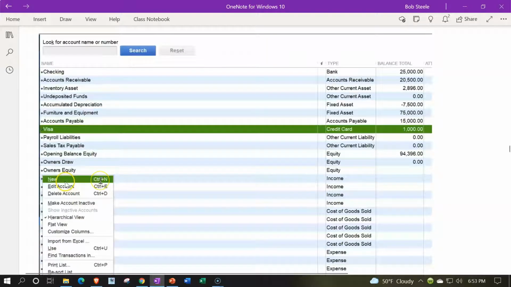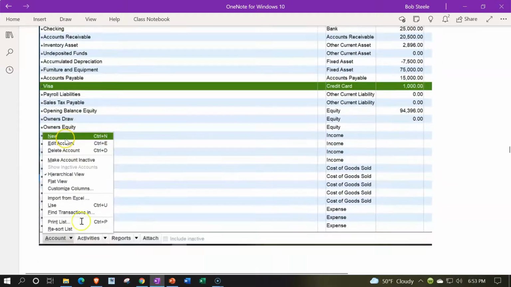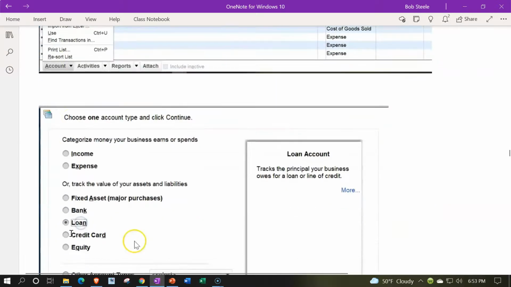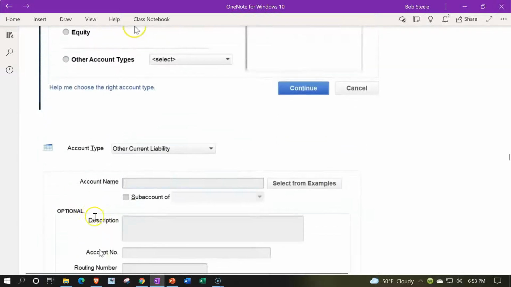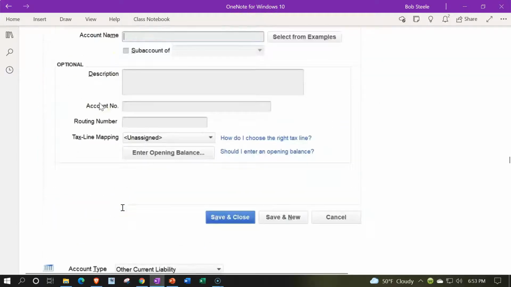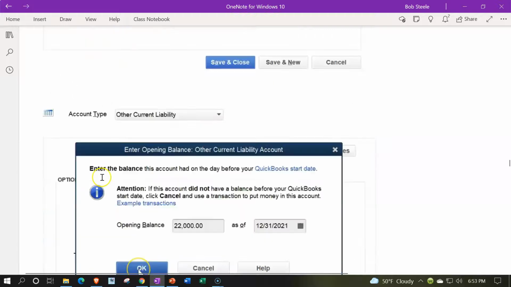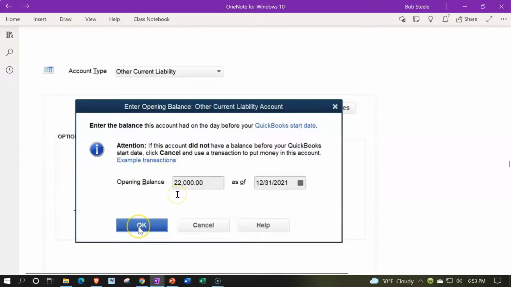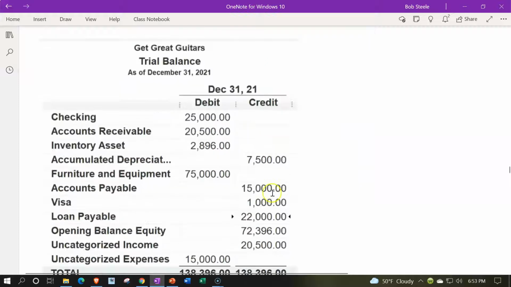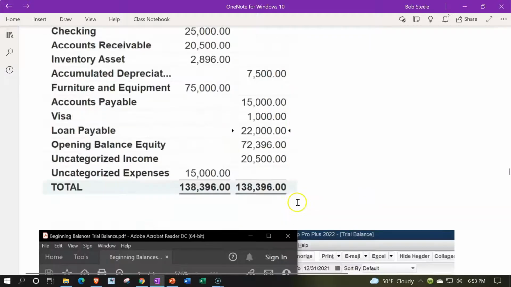So we're going to make a new account. Looks like we don't have a loan payable yet. So we're going to go to the account rise up, new account, loan type of account. And then we're simply going to type in loan payable for the item. It does have an opening balance type of activity here. So we're going to enter the opening balance at the $22,000 as of the last day of the prior period. And now we've got the loan on the books, the other side being thrown into most likely opening balance equity.